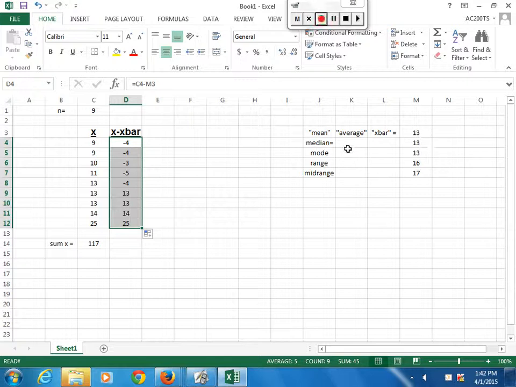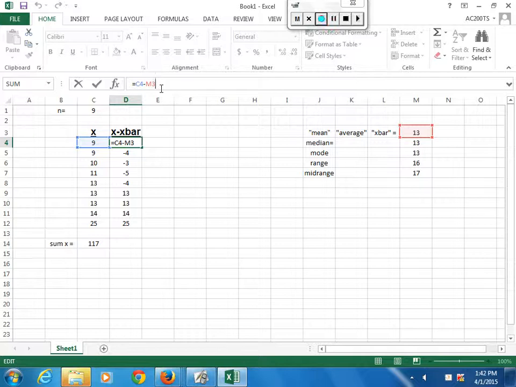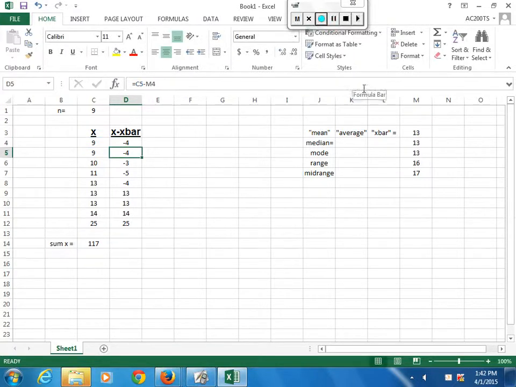But is the median always going to be the same as the mean? No, it's going to grab each one of these. So that's why you have to lock it. So you go M3, and then you lock it, use F4. And F4 will tell the computer to use 13 every single time and not these numbers right here. So that's why you have to use it. Some of them might change. All right, so that's x minus x bar.